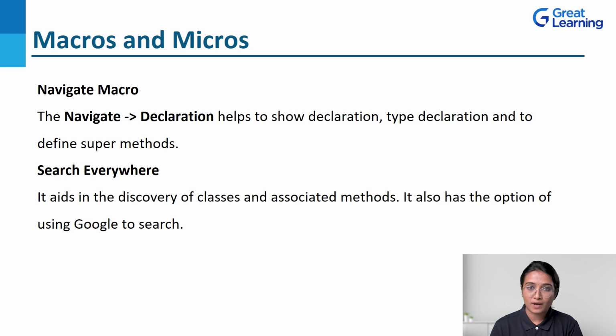Apart from that, you have one more element you have to look into. That is search everywhere. So you can search, discover any class, any associated method by using this option, right? So you can also search via Google. So let's quickly see in PyCharm IDE how these macros and micros work.